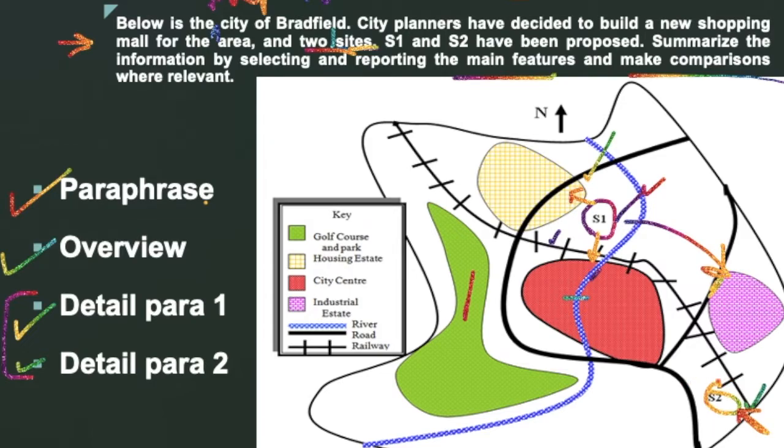S2 is again well connected with roadways and railways, but the water body is quite far, and it is also very far from the housing estate. But you will not say that let's build the shopping complex in S1. You are not going to provide your own opinion about it. You are simply going to analyze what is there in the question. No assumptions. It has to be an objective summarization of what you see.